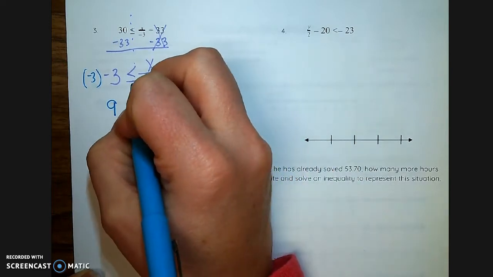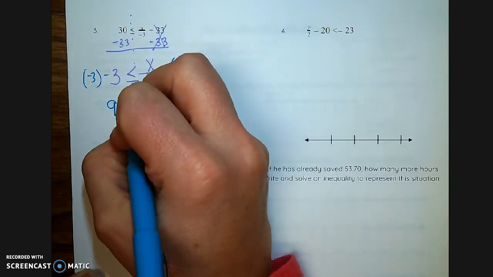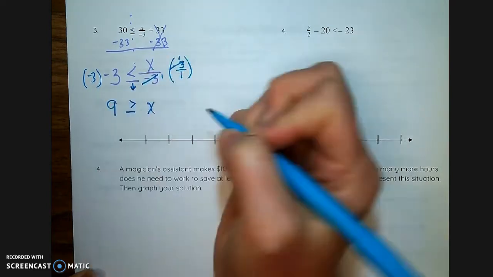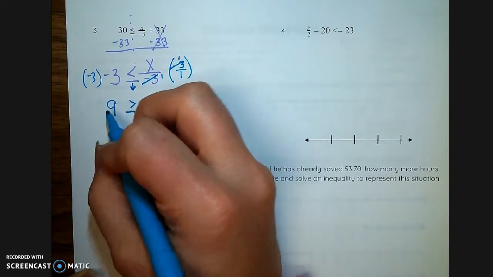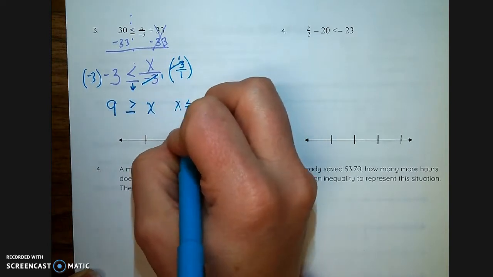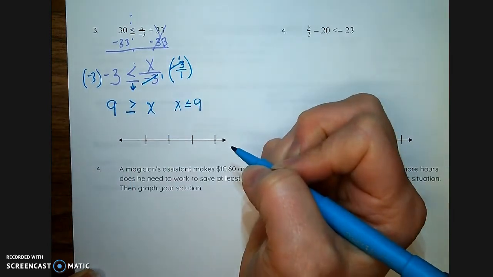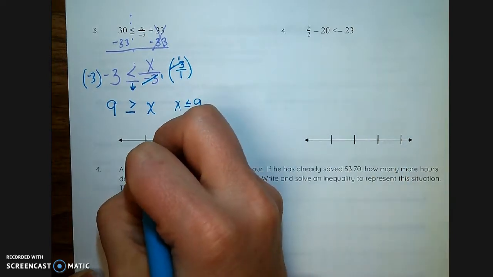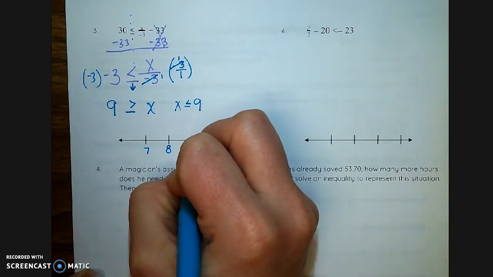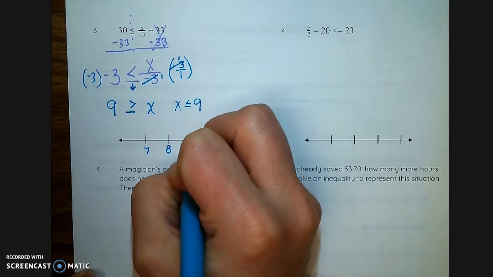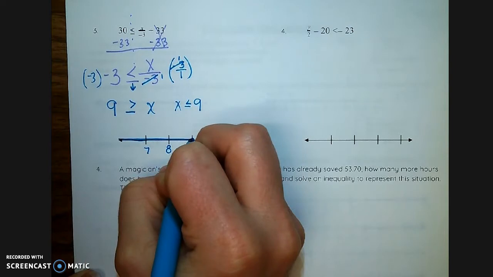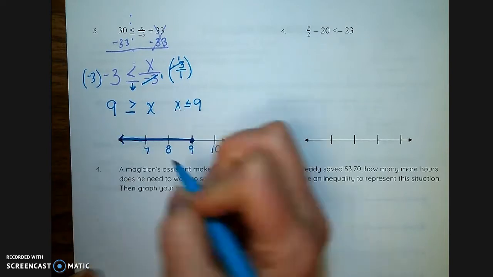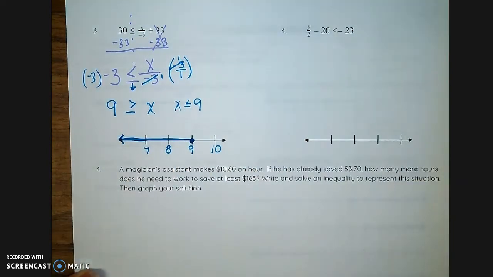Because I multiplied by a negative 3, when this sign comes down, it's actually going to flip. So I have x, remember to read from the variable, x is less than or equal to 9, which I could also write that way. Filled in circle because of the less than or equal to part. And the less than tells me to go to the left.